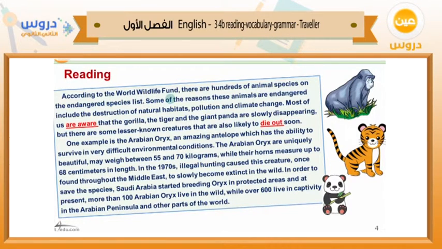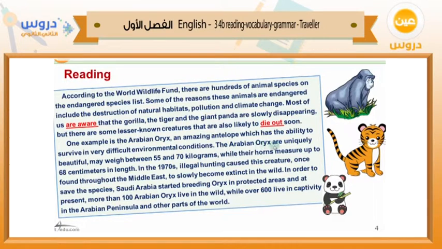According to the World Wildlife Fund, there are hundreds of animal species on the endangered species list. Some of the reasons these animals are endangered include the destruction of natural habitats, pollution, and climate change. Most of us are aware that the gorilla, the tiger, and the giant panda are slowly disappearing. But there are some lesser known creatures that are also likely to die out soon. One example is the Arabian oryx, an amazing antelope which has the ability to survive in very difficult environmental conditions.